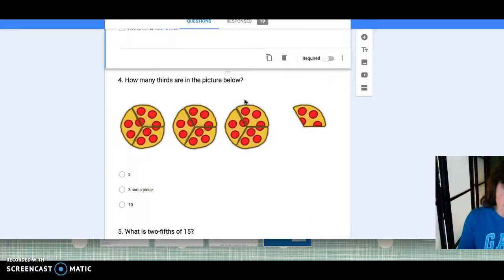The second to last one, how many thirds are in the picture below? Well, if I look at my whole, I see it's divided into 3 pieces, which means it's divided into thirds. So I count each third. 1/3, 2/3, 3/3, 4/3, 5/3, 6/3, 7/3, 8/3, 9/3, and 10/3. So the answer here was 10.